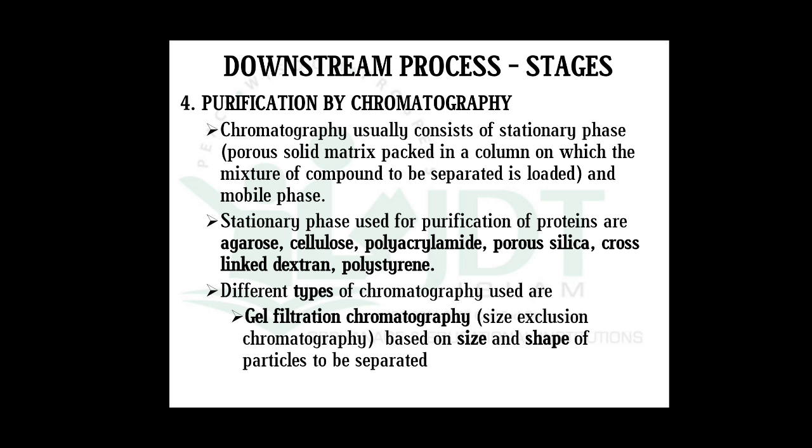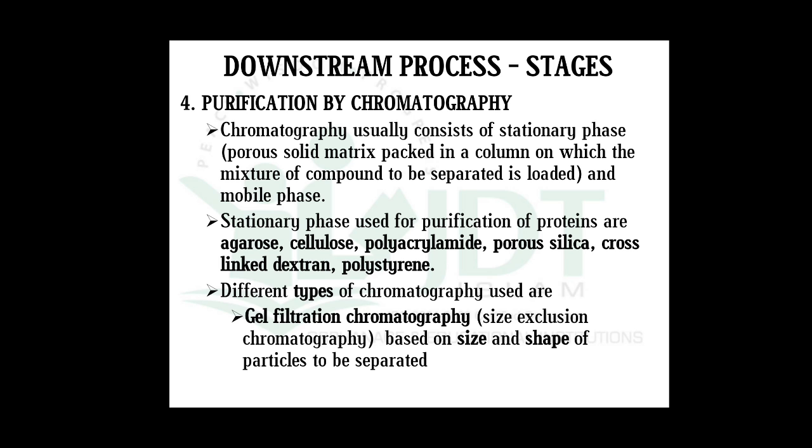And fourth step, after the concentration process, we have to purify the end product. For that purification, we will use different chromatographic methods. A chromatographic method usually consists of a stationary phase with a porous solid matrix packed in a column, on which the mixture of compounds to be separated is loaded, and a mobile phase is used for the chromatographic process. Now stationary phases used for the purification of proteins are agarose, cellulose, polyacrylamide, porous silica, cross-linked dextran, and polystyrene.